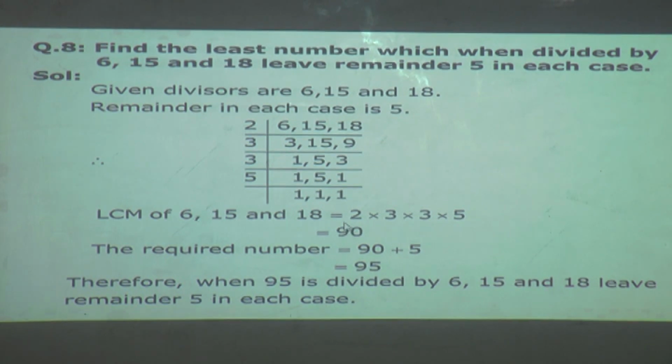Now we have to find such a number that after dividing it should leave the remainder 5. As we got the number 90 here, in order to leave the remainder 5, we have to add 5 to the given number. 90 plus 5 is 95. So therefore, when 95 is divided by 6, 15 and 18, it leaves the remainder 5 in each case.